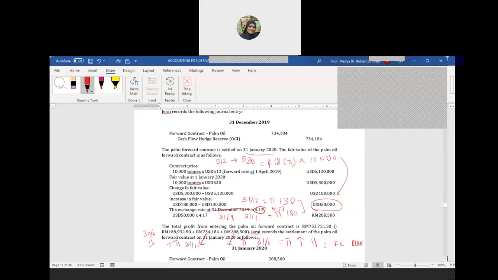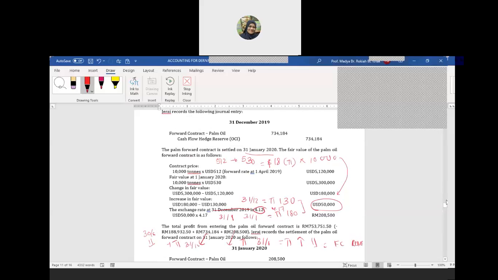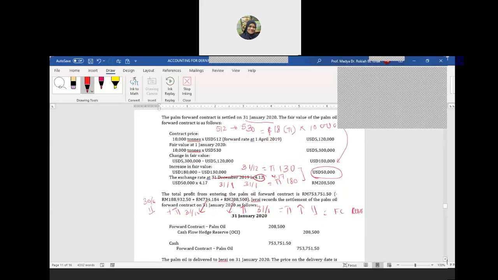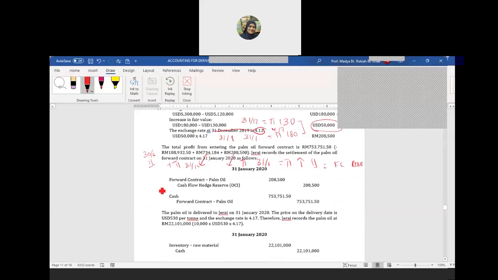So to record for the settlement here, you have forward contract. The gain that you have here is 208,500, and this one is to record for the changes in value.